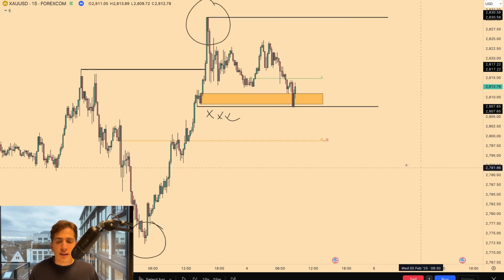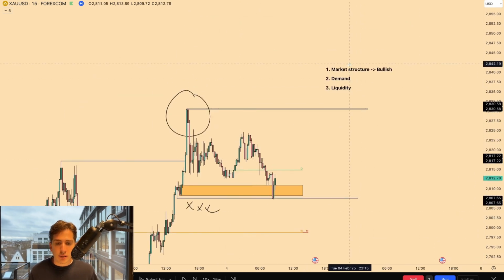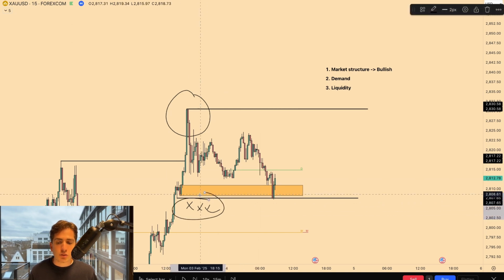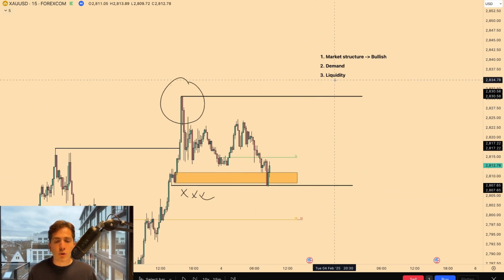So now what we have here is that we have the low liquidated. So again, we have market structure being bullish. We have an area of demand over here. We obviously spiked through it, but this is more just, again, kind of like a liquidity grab. Then we have also a sweep of the liquidity. So now what I'm looking for is what?